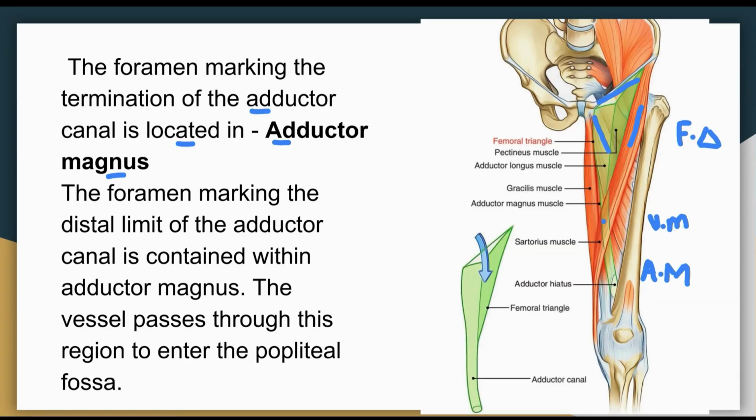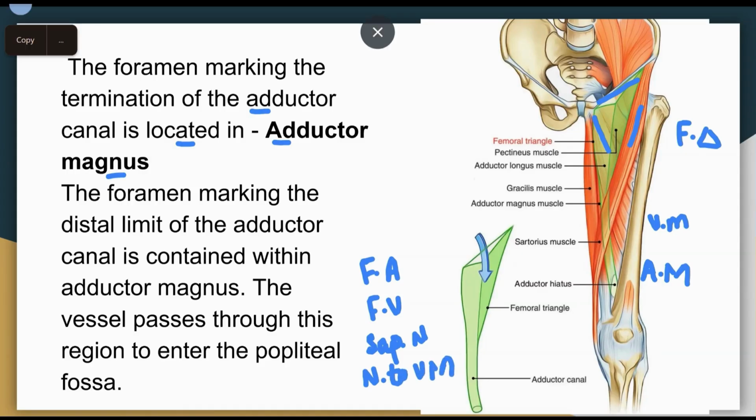Now, the structures which enter the adductor canal are going to reach the popliteal fossa, and the components include the femoral artery, femoral vein, saphenous nerve, and nerve to vastus medialis. Now, the femoral nerve is not a component. Instead, this saphenous nerve, which is a cutaneous branch of the femoral nerve, is going to be part of the adductor canal.